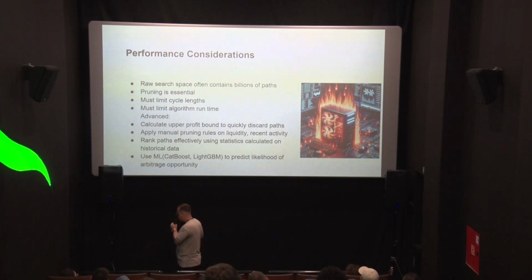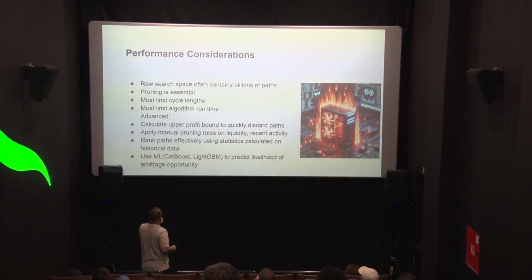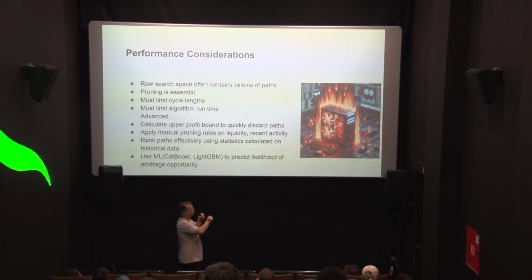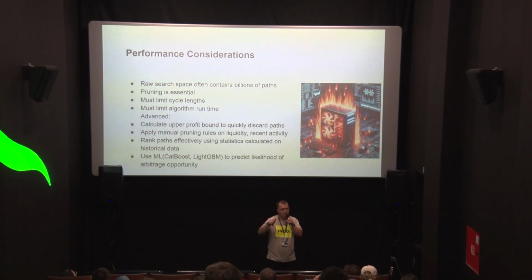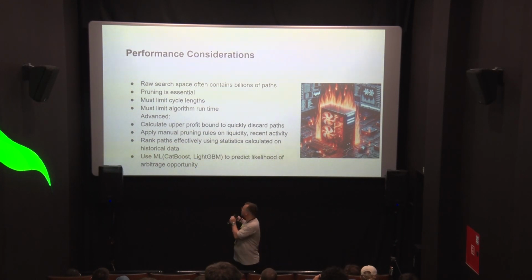So the basic techniques are you must limit cycle lengths, you must limit algorithm runtime, and we can be more smart. For example, we can calculate the upper bound for our profit function that does not depend on A, and using this we can discard unpromising paths very quickly.